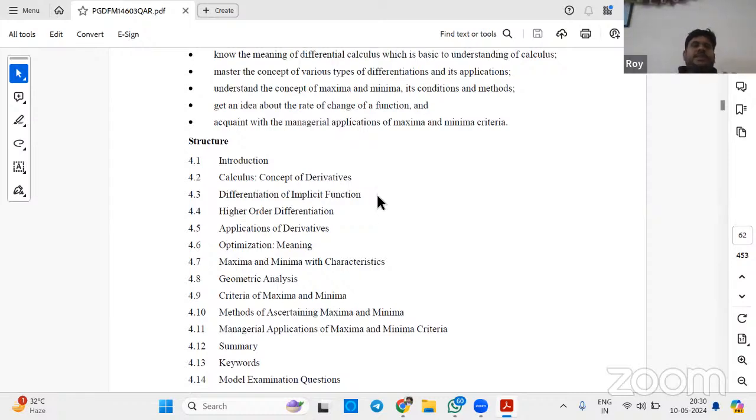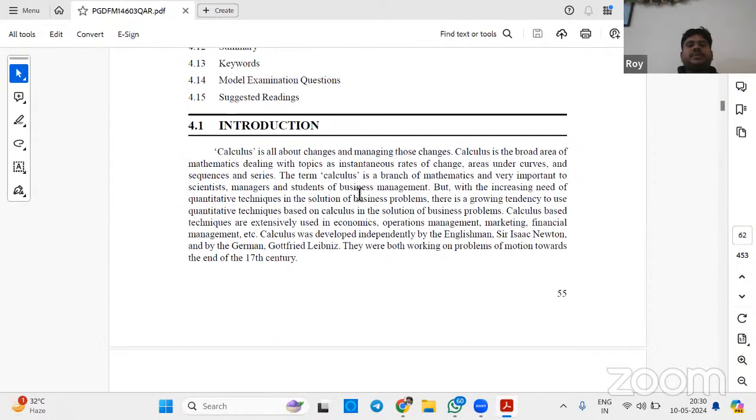Right. Now let's go into the concept of derivatives. Calculus is all about changes and managing those changes. It is a broad area of mathematics dealing with topics such as instantaneous rates of change, areas under curves, and sequences of series. Calculus is a branch of mathematics very important to scientists, managers, and students of business management because it is related to mathematics.